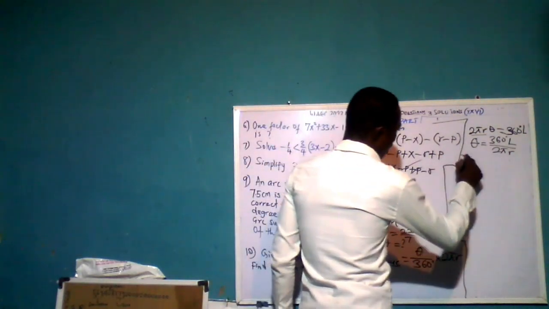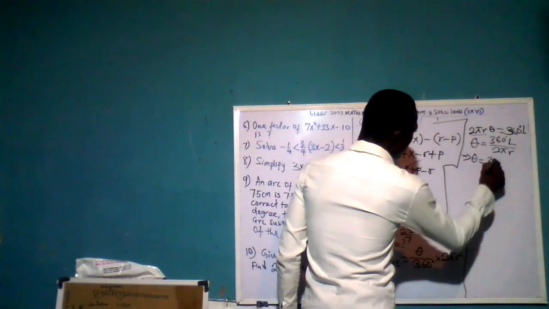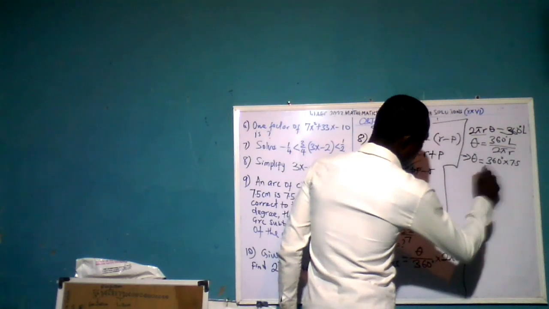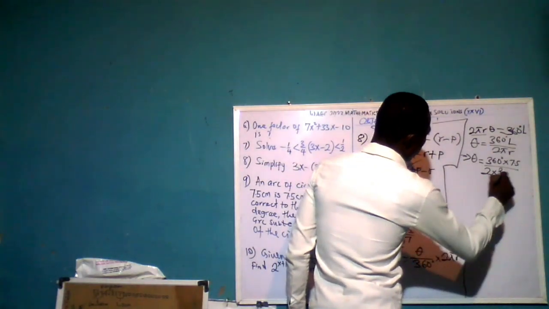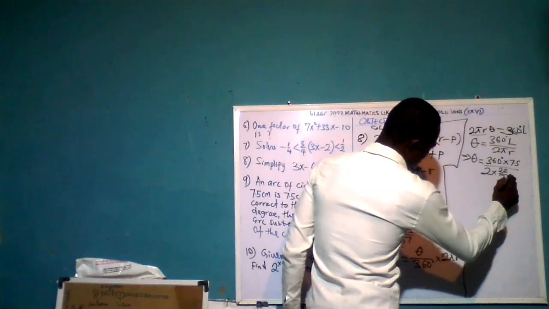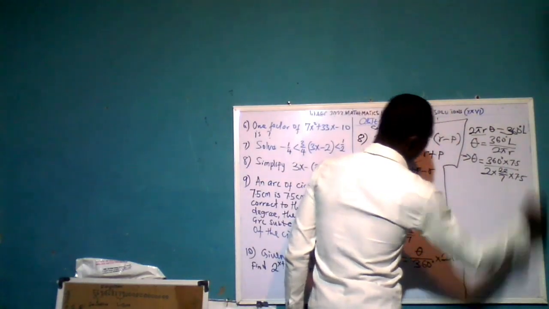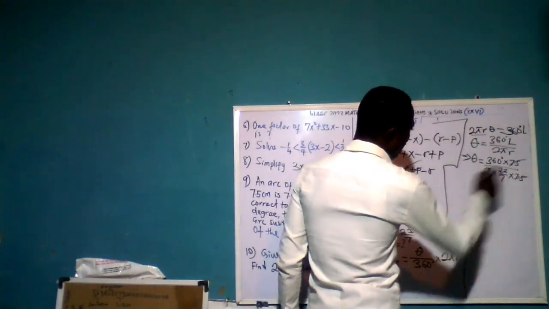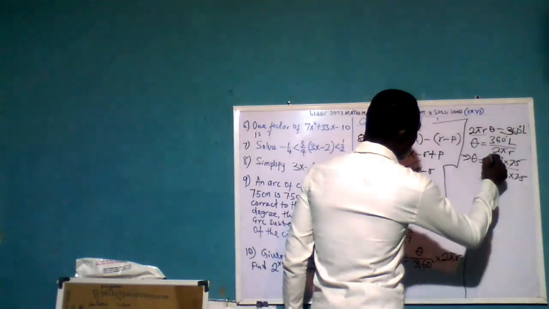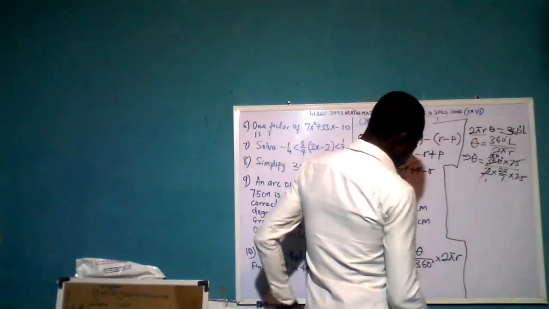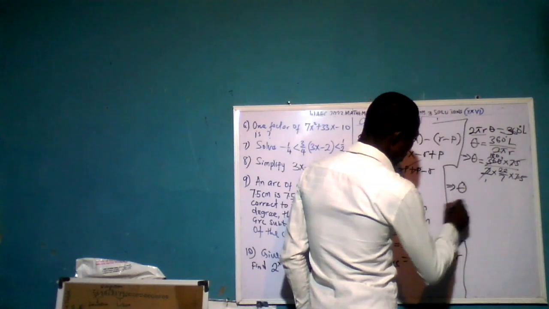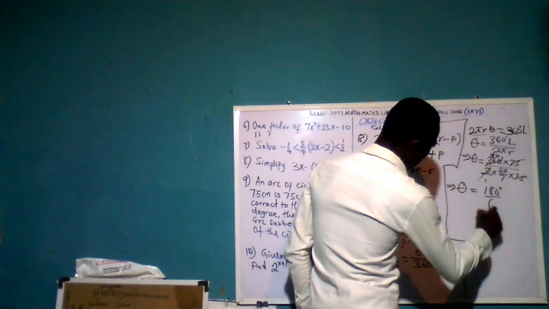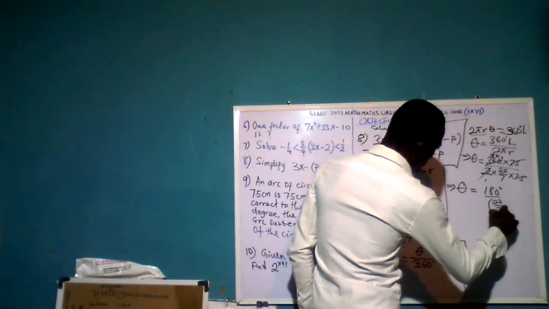Let's do that. That implies that theta will be equal to 360 degrees multiplied by 7.5 as it is given, all over 2 multiplied by 22 all over 7 as it is given, multiplied by 7.5. Straight away, the 7.5 cancels out. The 2 here is the 1, then 2 in 360 will give you 180. All we have here is theta. This implies that theta is equal to 180 degrees all over 22 over 7.